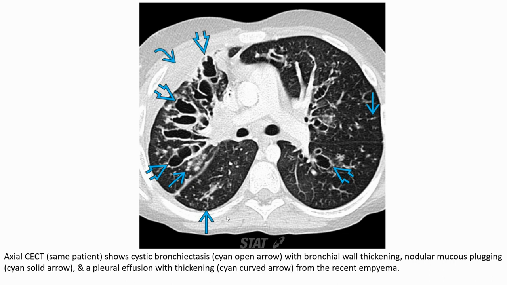Contrast enhanced CT, same patient. So cystic bronchiectasis with bronchial wall thickening, nodular mucus plugging, and a pleural effusion with thickening from the recent infection.